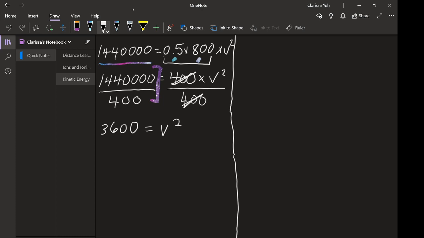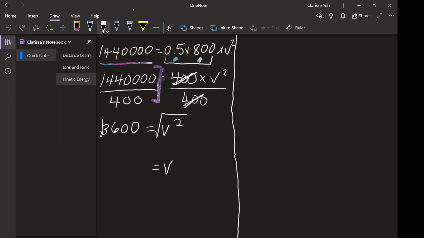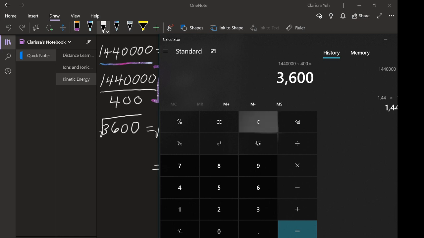Spot on, Lauren. You square root it. So if you square root a squared, it pretty much directly cancels out the squared. So you're left with just plain old regular v. But anything you do on one side, you have to do on the other. So I have to square root my 3,600 as well. I'm going to put that in my calculator. Oh, there's that number. 3,600 square root. That is 60.